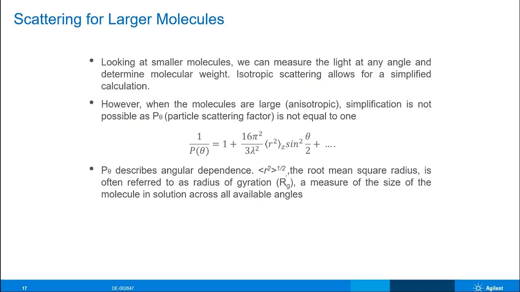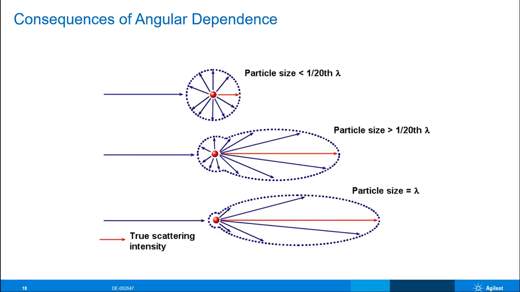Here's just a visual example of what these last two slides really are talking about. So if we look at that top example, where we have the particle size of less than 1/20th of the wavelength of the laser of the light scattering detector, you'll see an example of isotropic scattering. So you'll see that it doesn't matter really where you look at this material from. It's going to look the same from all given angles.